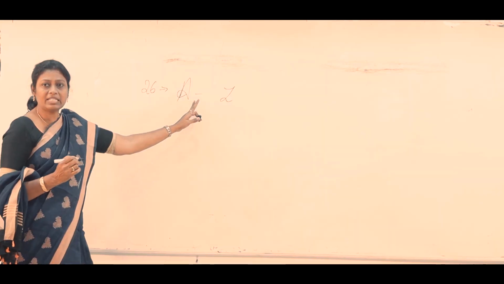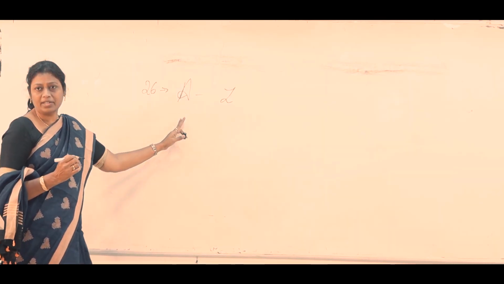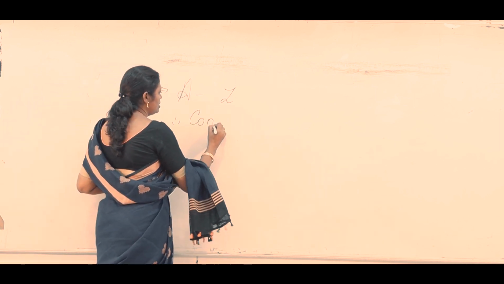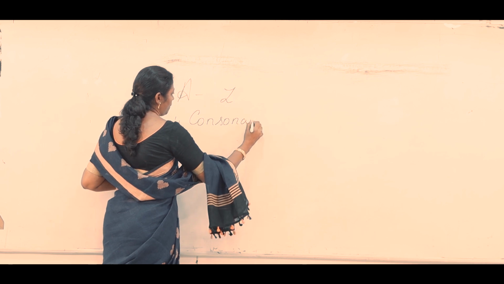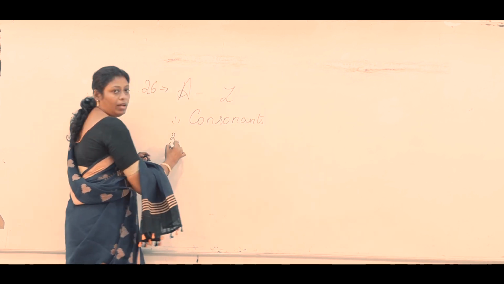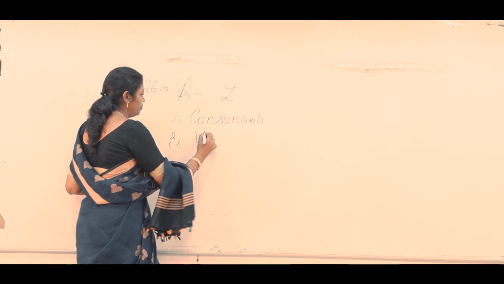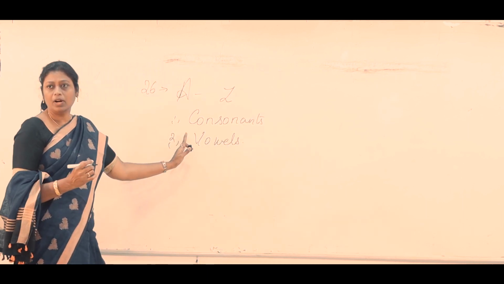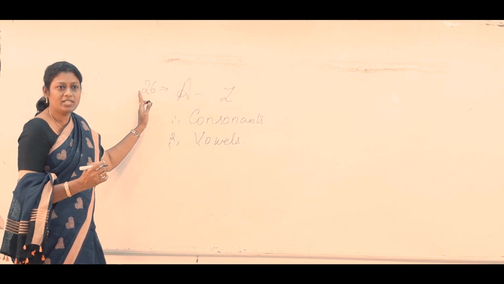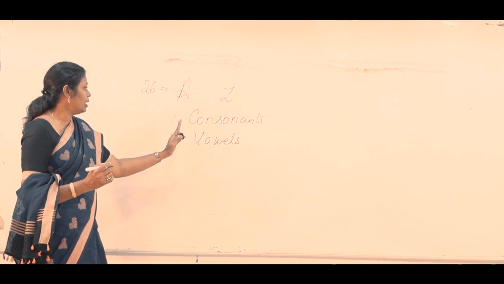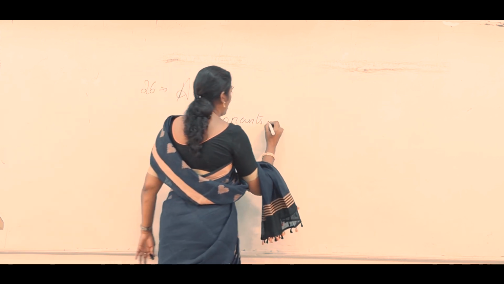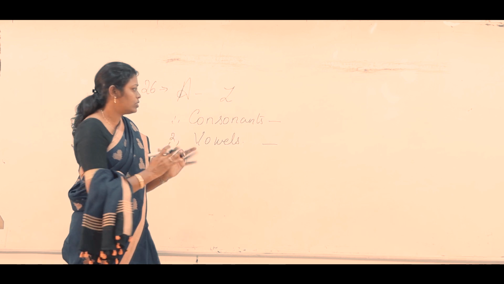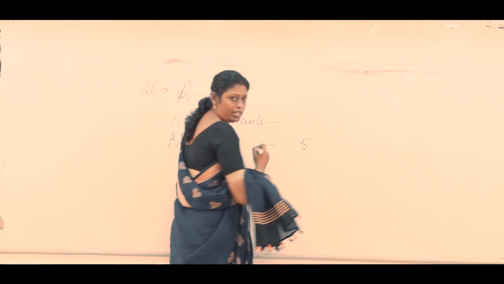So these alphabets can be classified into two categories, as we all know. The first one is consonants and vowels. Consonants and vowels, altogether 26. Now, when we look at these, how many vowels are there? We have 5 vowels in English.